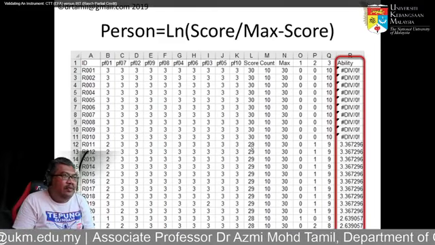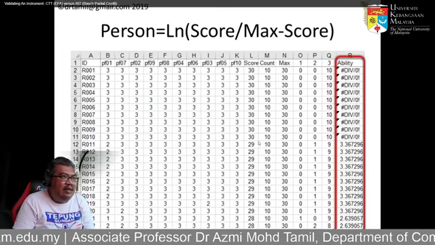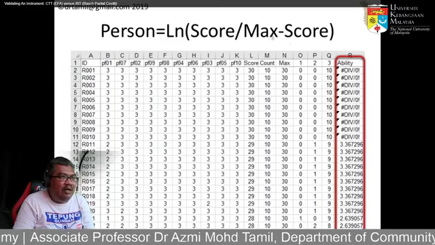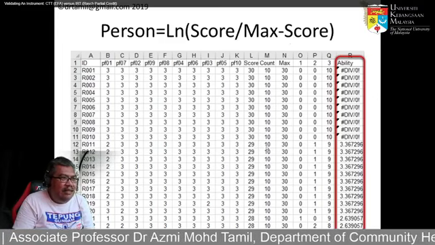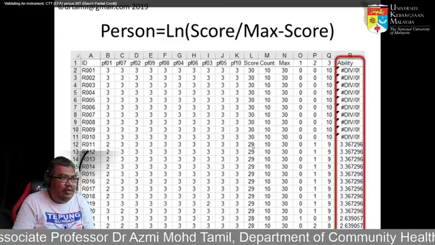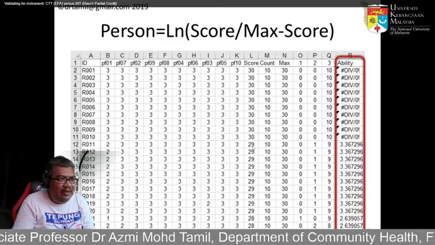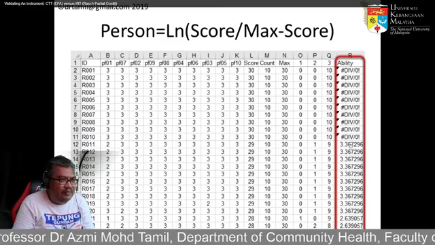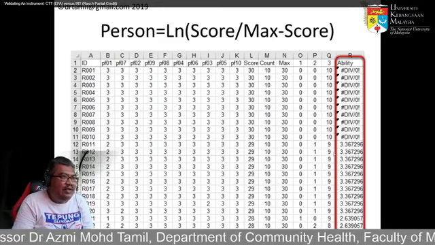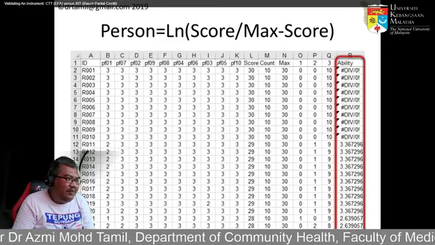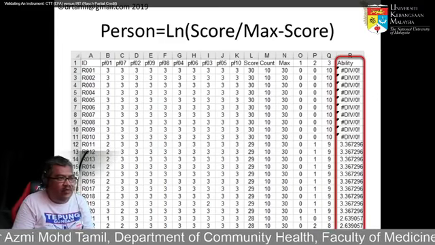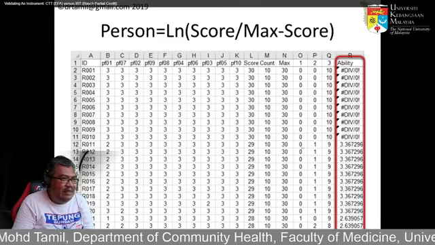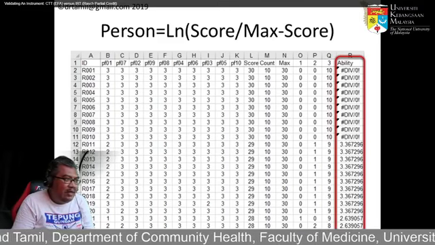Here we have the score of 29, divided by maximum minus score. So 30 minus 29 gives 1. So you get a logit of 29 divided by 1. That's why when you take the logit, you end up with a value of 3.367, and so on and so forth. This is how you do it manually. But again, as I said before, we have software. The software will calculate the item response theory for us. Here, in this one, it is the ability index individually.